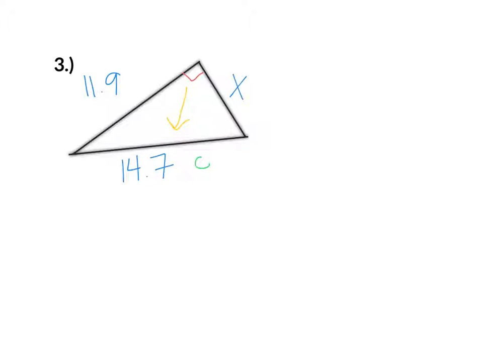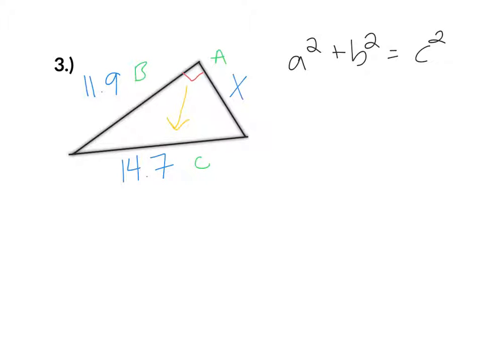So the two sides that come together to make the 90-degree angle are once again our legs, and I'm going to label them A and B. So for this one, we do not know what side A is, but we know what side B and C are. So once again, we always start by writing down the Pythagorean theorem. A squared plus b squared equals c squared.